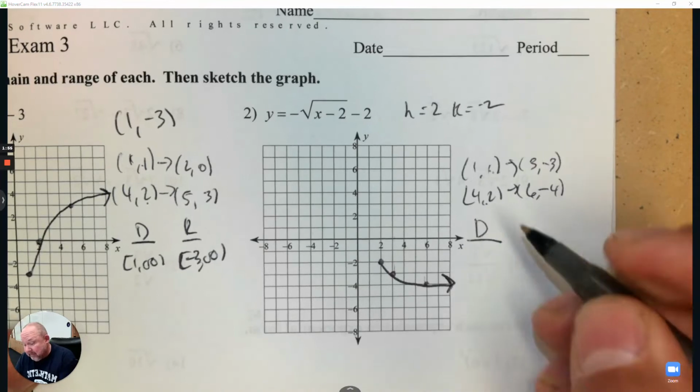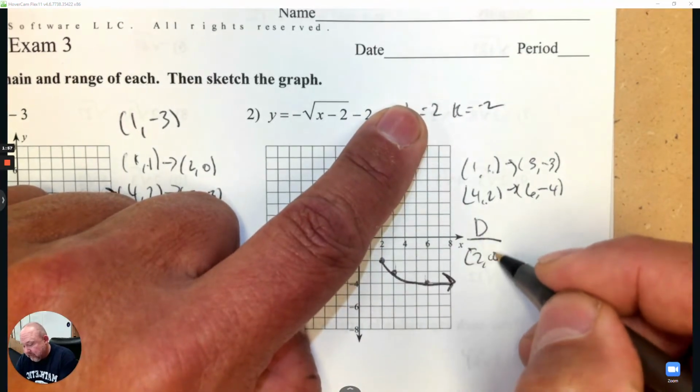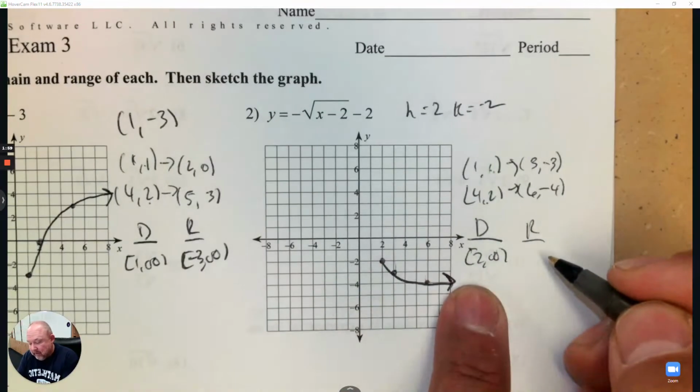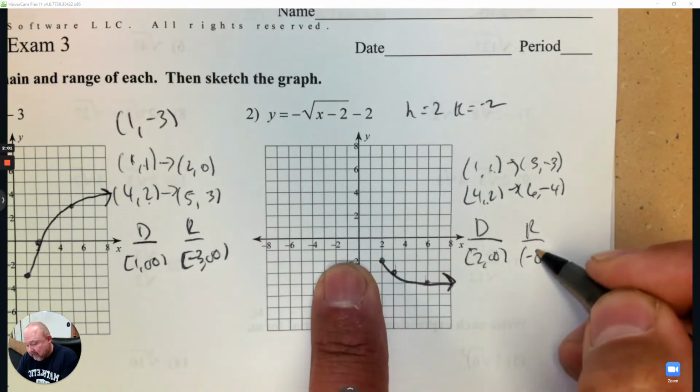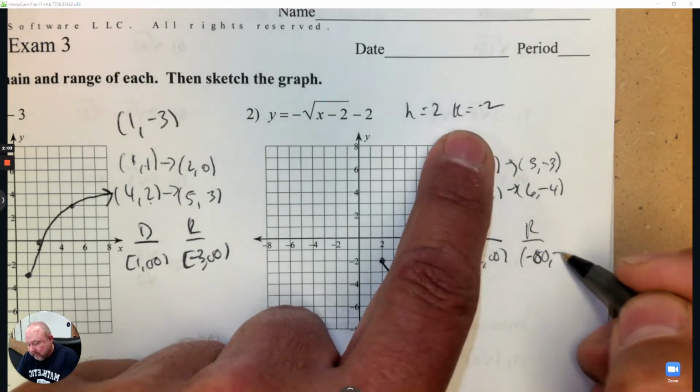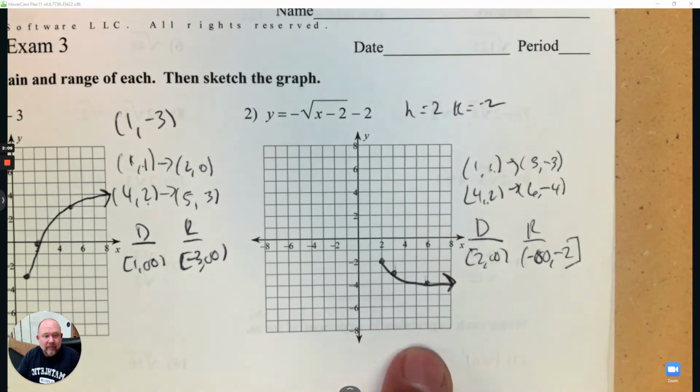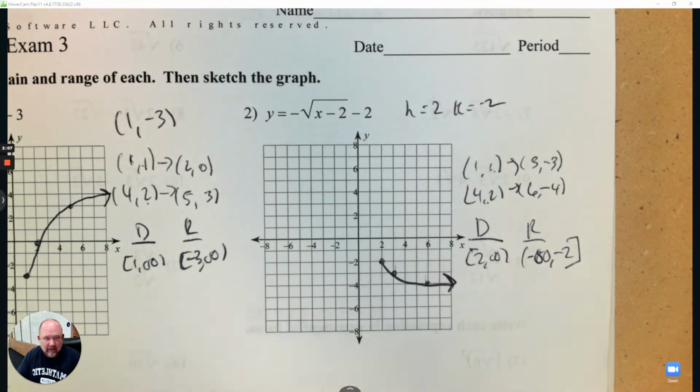So the domain is the h, so it goes 2 to infinity. The range goes from the bottom to the top, so it's -infinity, up to the k value. So because it's been reflected, we need to be aware of that range, kind of how it switches around.